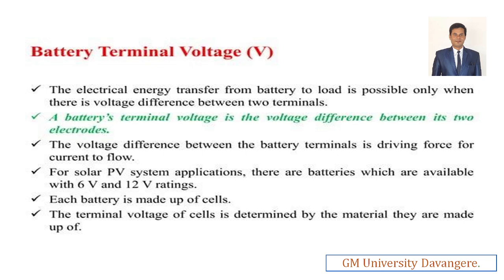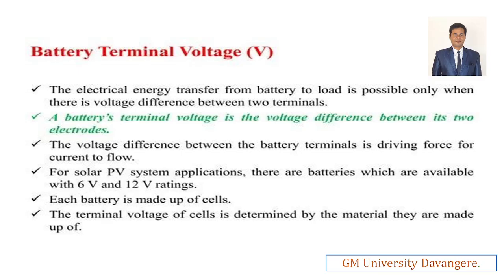If we consider a PV system application, we are going to use batteries which are available in the market at 6 volts and 12 volts, which are connected in series and parallel to make the battery pack and the battery module for the energy storage from the solar panel to the energy storage batteries, right?